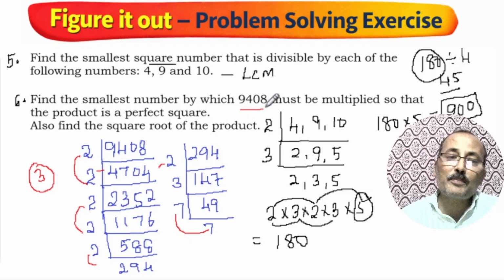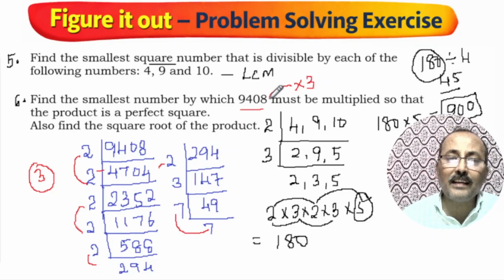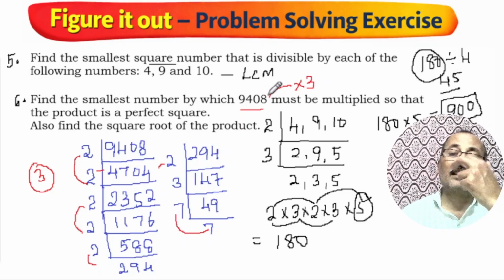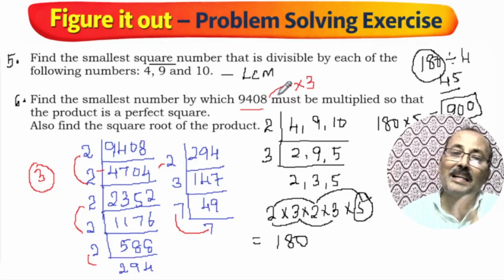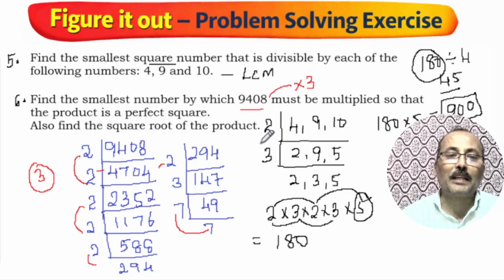So what number must be multiplied? It should be multiplied by 3. If you multiply by 3, then you will get the square number. You multiply it and get that number, because it will consume time if I multiply here.